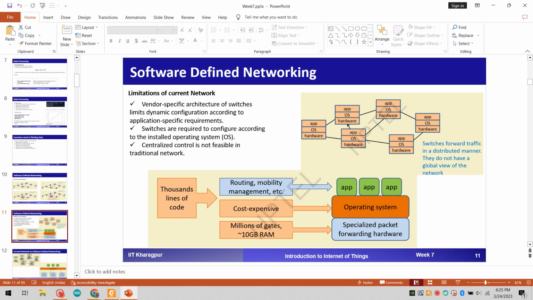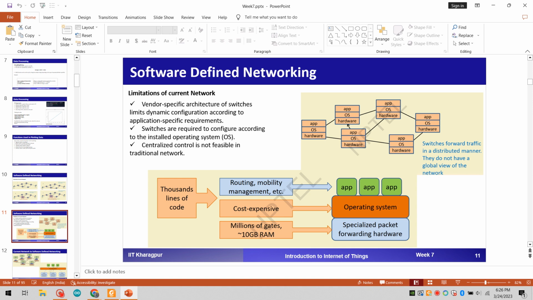Now the limitations of the current network. In the case of your current network, the vendor specific architecture of switches limits the dynamic configuration according to the application specific requirement. The switches are required to be configured according to the installed operating system, and the centralized control in this case is not feasible because different switches have different configurations, right? So it is difficult to place some centralized control in that case.